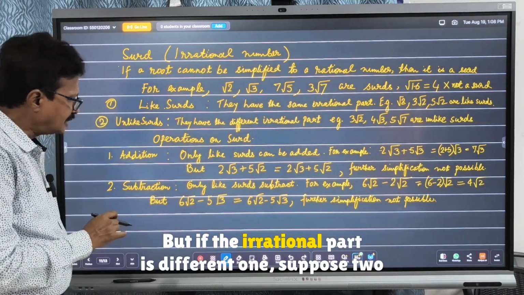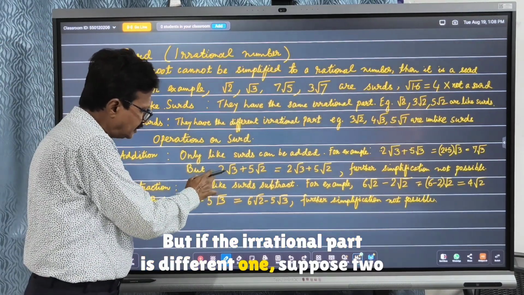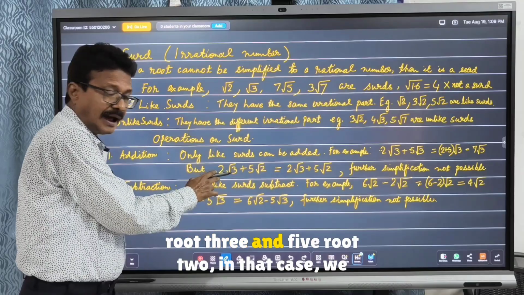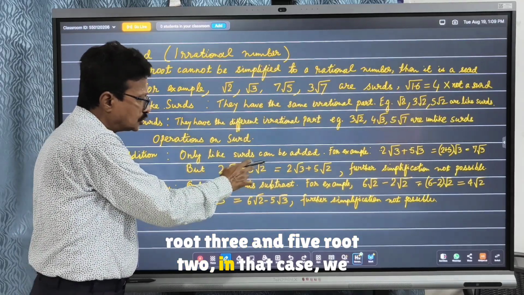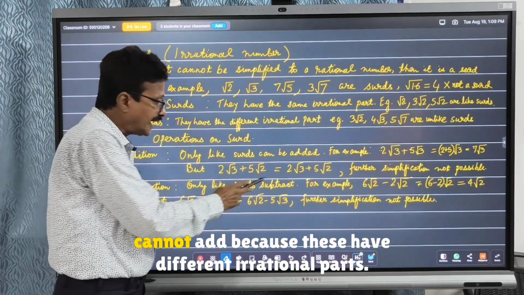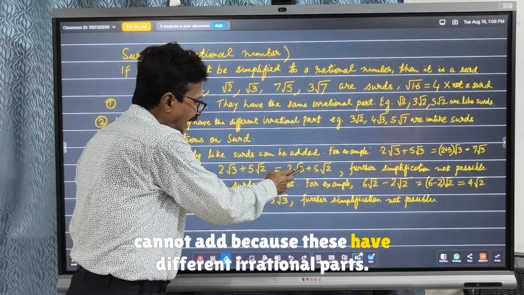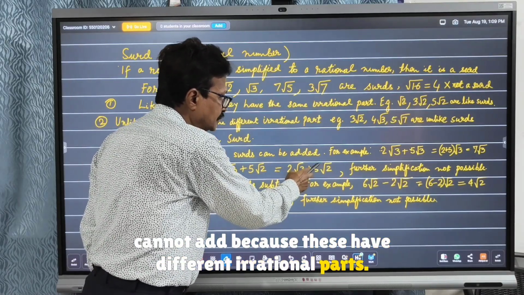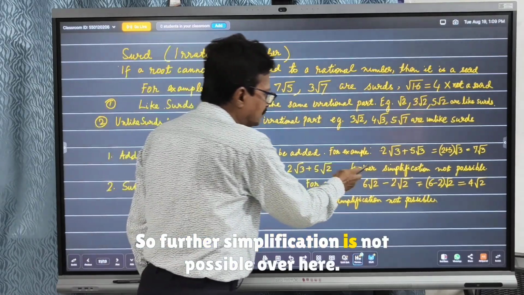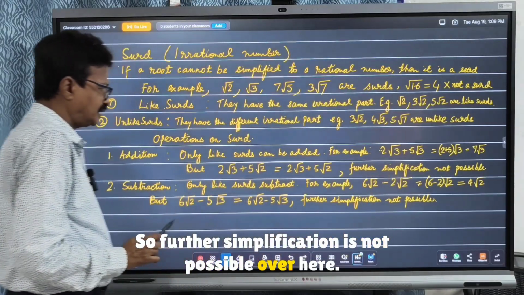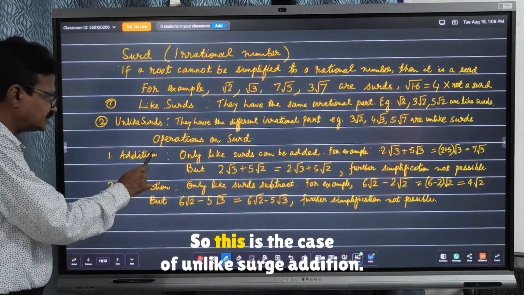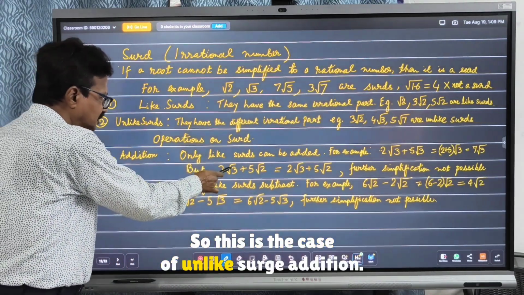But if the irrational part is different, suppose 2 root 3 and 5 root 2, in that case we cannot add because these have different irrational parts. So further simplification is not possible over here. So this is the case of unlike surds addition.